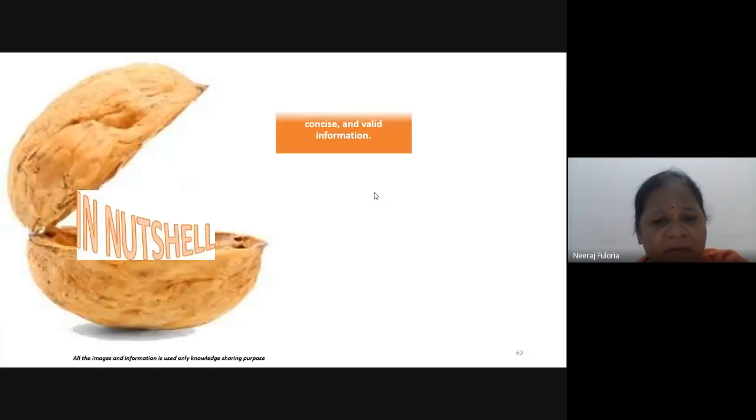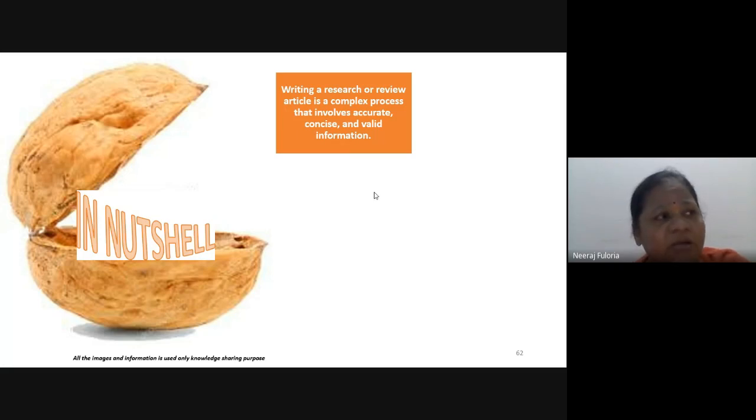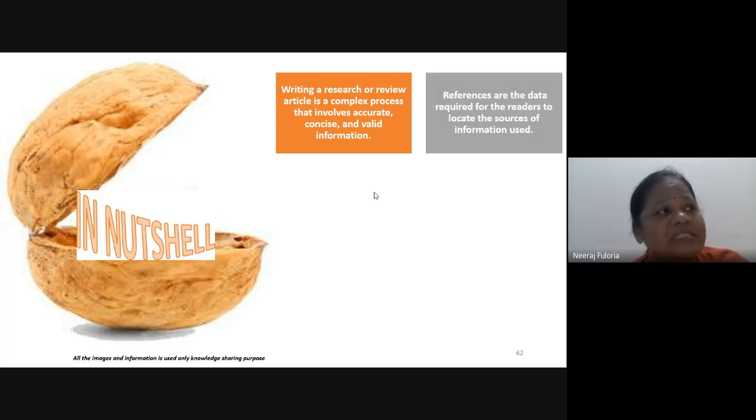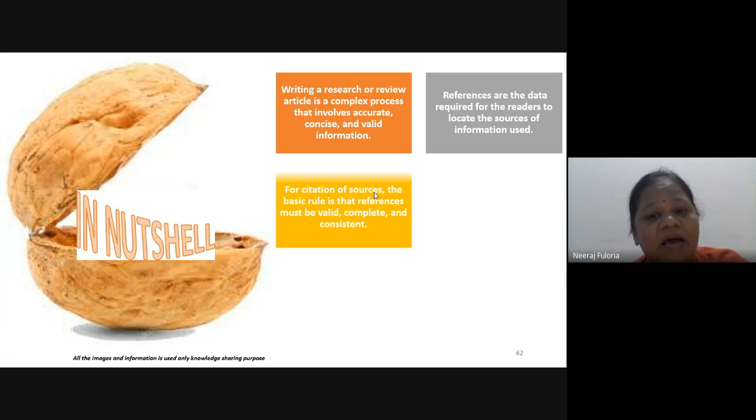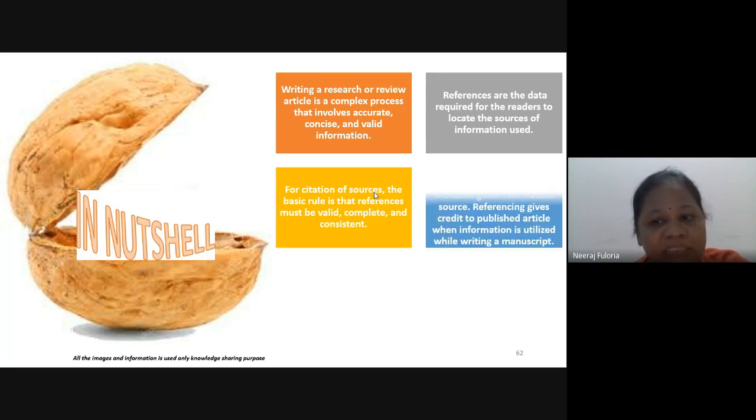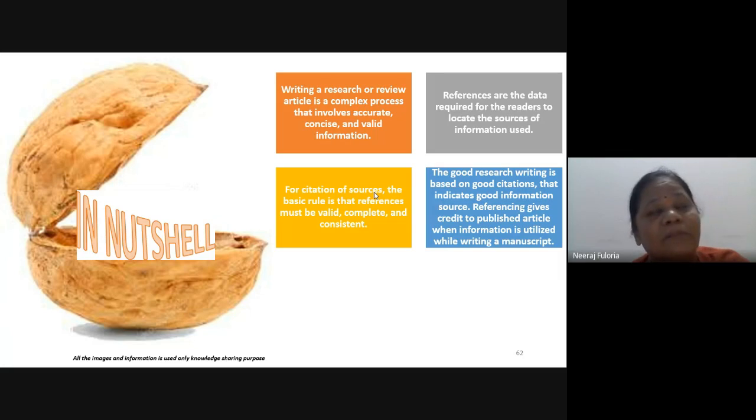Okay, so in a nutshell, whatever research paper or review paper you are writing, it needs accuracy. For writing the paper, you have to give valid information and you have to cite the information in the correct way. Okay, so references are important parameters required to validate the information you are writing. You have to give the source in the correct way, and for citation of sources you have to write the correct reference in a concise, proper, consistent manner. Okay, uniformity you have to mention, and good research writing or good manuscript writing is based upon how you write, how you cite that particular paper or word or line.